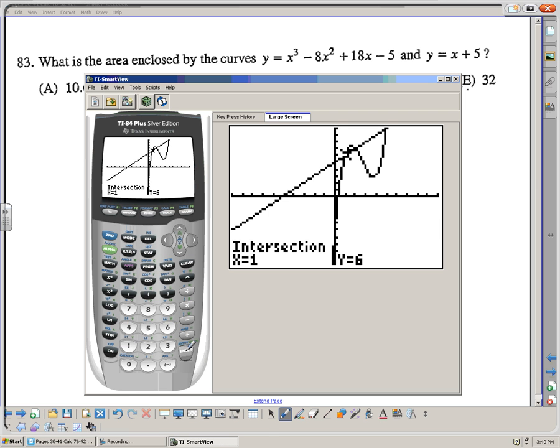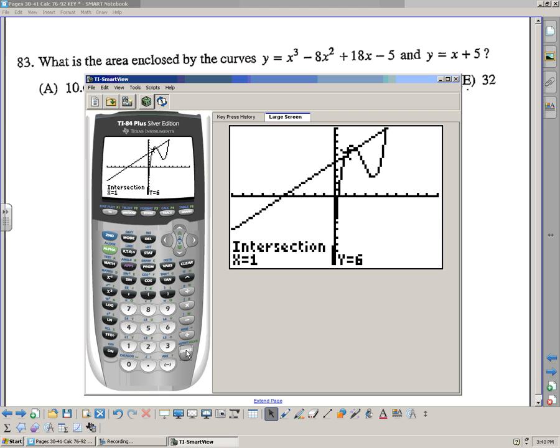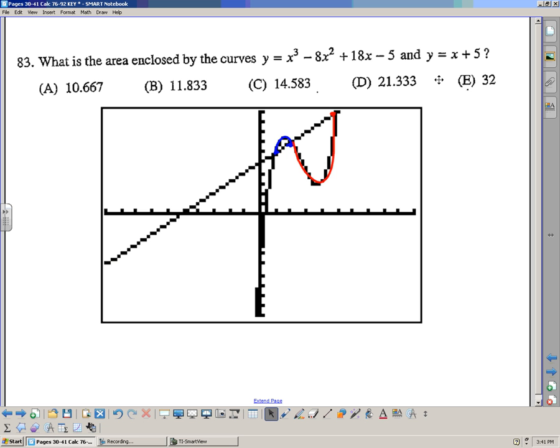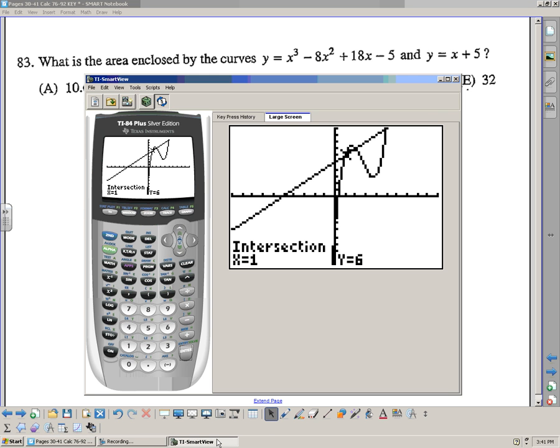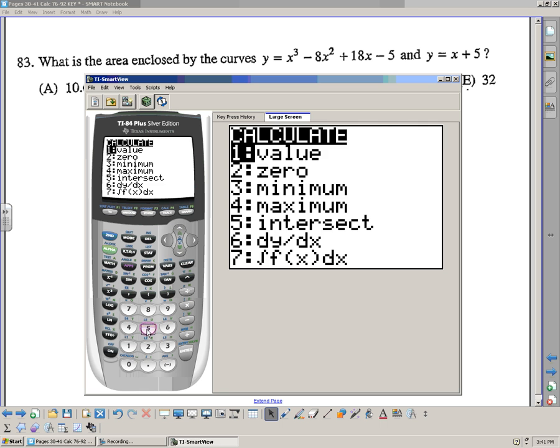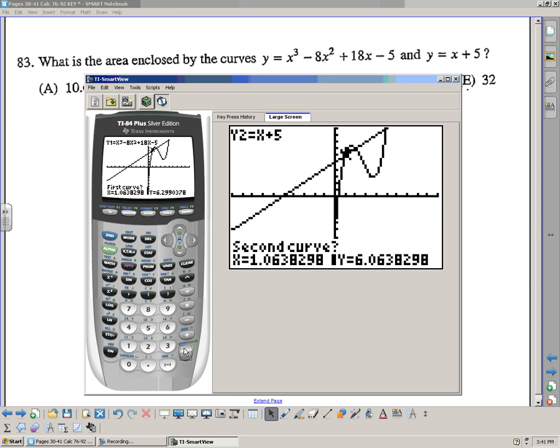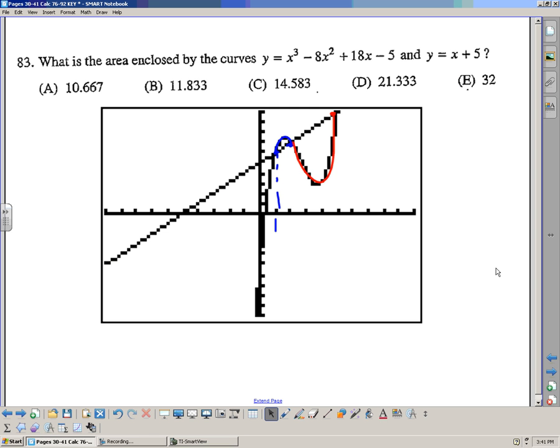So the first intersection point's at x equals 1. That's important. Okay, so this intersection point is at 1. Next one, and you might be able to pick these off, but I'm going to do them second trace 5 anyway. Enter, enter. It looks like it's about 3. And it's 2 actually. See? There's my eyes deceiving me.